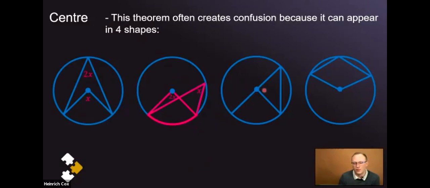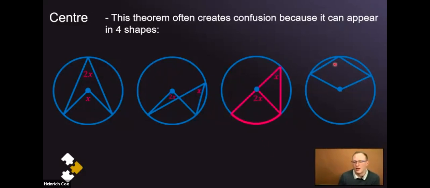Then probably the one that people get most confused with is this one here, where it all looks like it's part of one big triangle. Here, again, this arc is subtending this angle at the center, so we can call that 2x, but it is also subtending this angle here. And so we end up with 2x being the angle at the center and x being the angle at the circumference there.